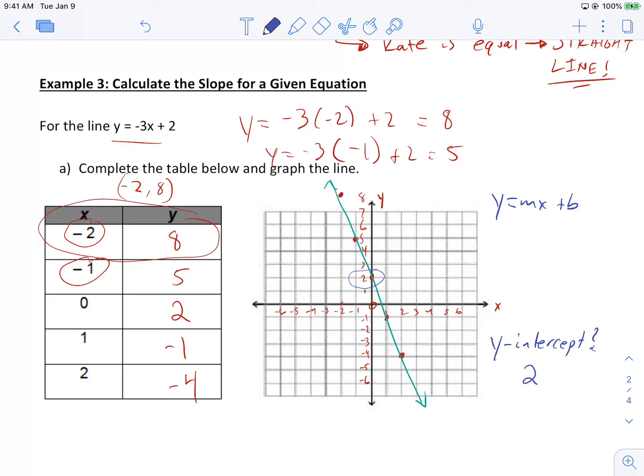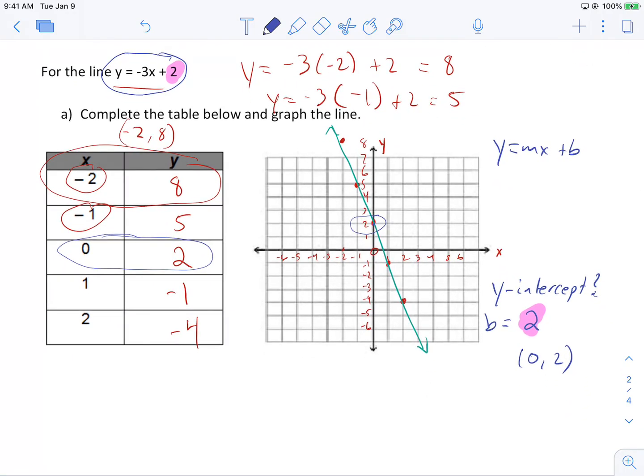How else do you know? If you didn't have the graph in front of you, all you need to do is take a look at my equation and ask, what is my b value? My b value here is 2, and that's the exact same value we found by graphing it. So my b value, or my y-intercept, is 2, and if I had to write that using points, the point is (0, 2). So I found my y-intercept.